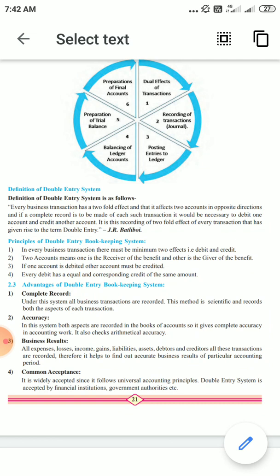Now, two accounts means the receiver of the benefit and the giver of the benefit, okay. If one is debited, then the other account should be credited, otherwise it is not correct, okay. Now you will understand when you solve problems. Whatever I am telling you, you will understand it very clearly when you do it practically, okay. Every debit has an equal and corresponding credit of the same amount, okay. So these are the principles of the double entry system of accounting.